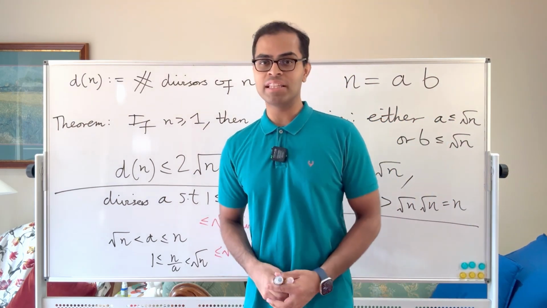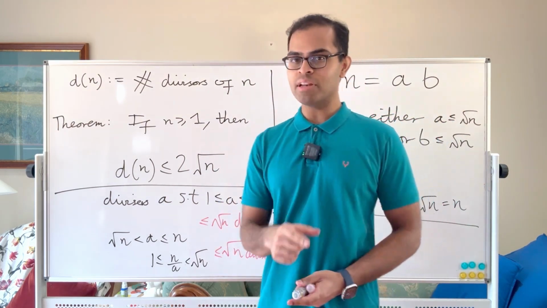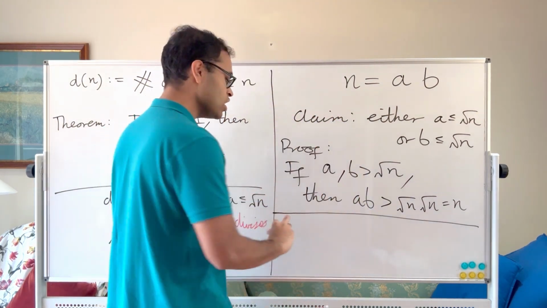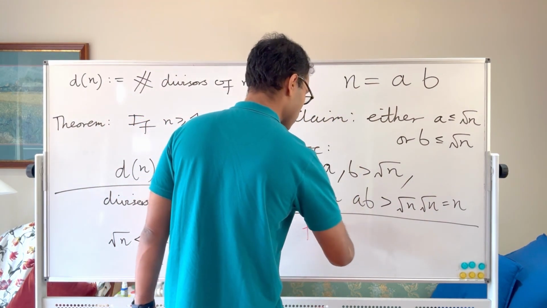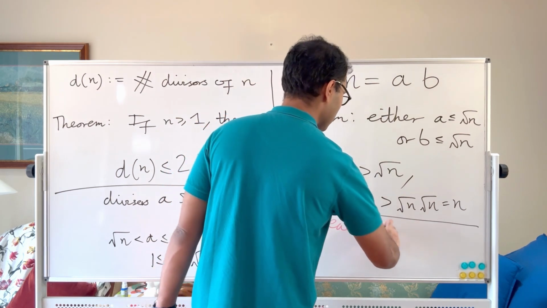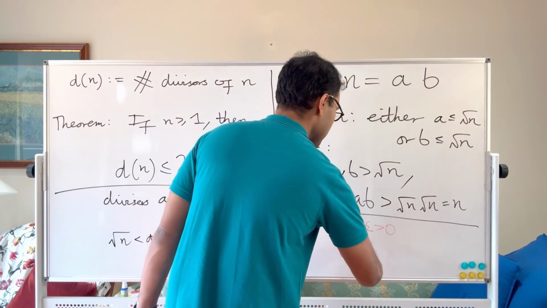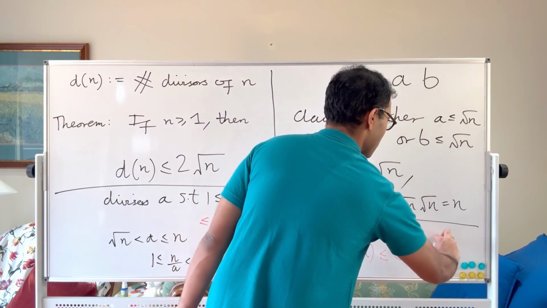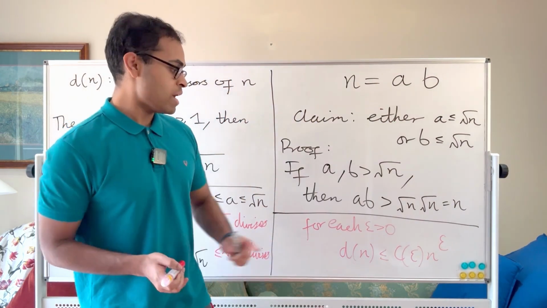You can do a lot better than this, and I'm going to do a video on it. Drop a comment down below if you want to see that. You can actually prove that there is a constant c, so that for each epsilon greater than 0, and this is going to be really, really cool, the number of divisors of n is less than or equal to c of epsilon times n to the power epsilon. There is some constant c depending on epsilon.